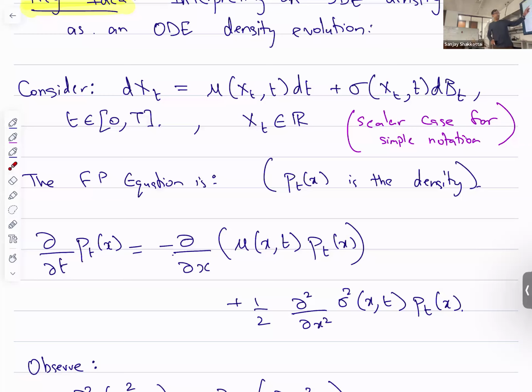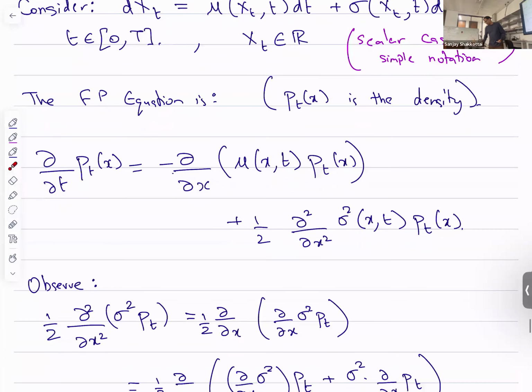So consider the SDE, dx_t is mu dt plus sigma dB_t. Okay. I'm doing everything for scalars, the same thing holds for vectors. So what's the Fokker-Planck equation for that? The density derivative is the derivative of the vector field times p plus half the second derivative of sigma squared times p. That's the Fokker-Planck for that SDE.